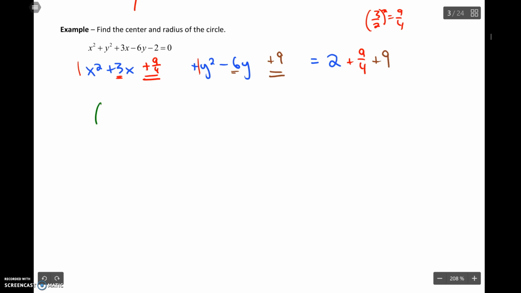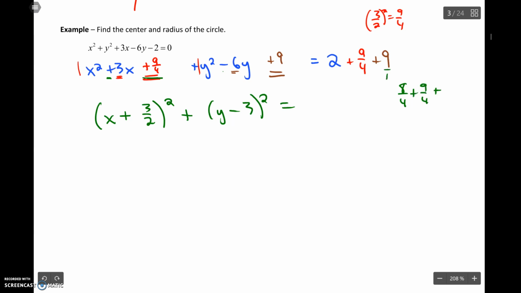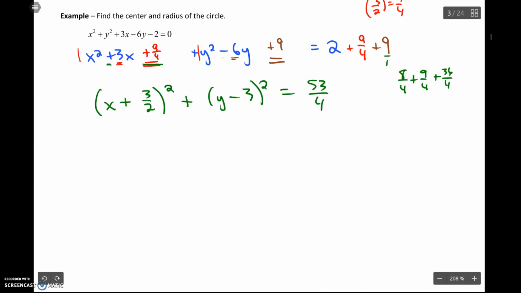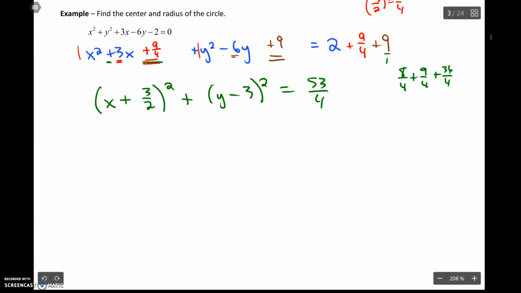This should be factorable. x, take the sign, plus, take the square root of this, 3/2, quantity squared, plus (y − 3) quantity squared. Then 8/4 plus 9/4 plus, if I put that over 4, that'd be 36/4. That gives 53/4. So this is standard form. Now I can use my standard form to get the information that I want.